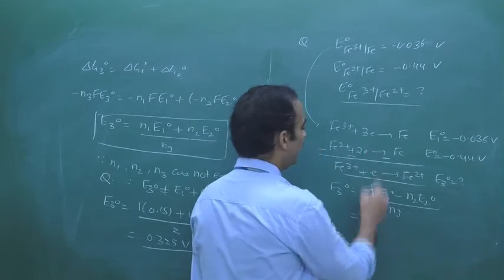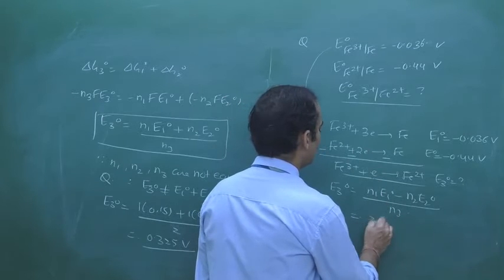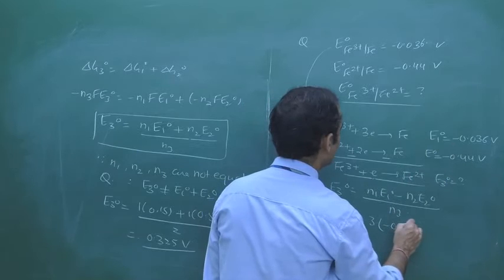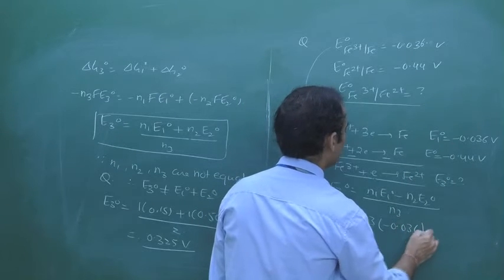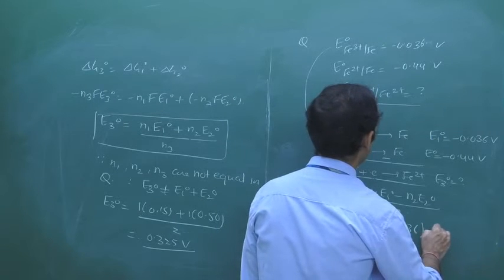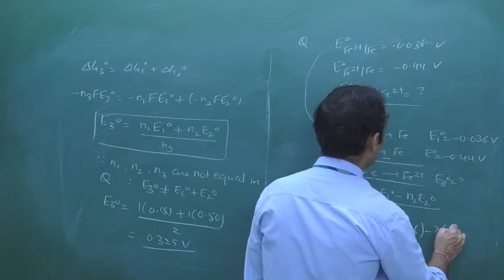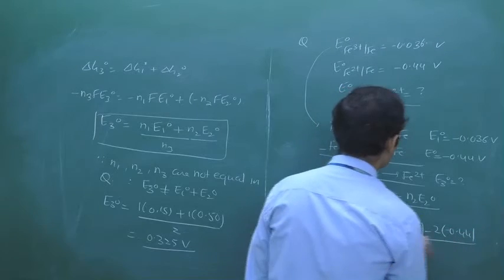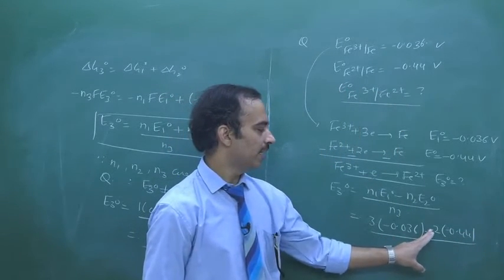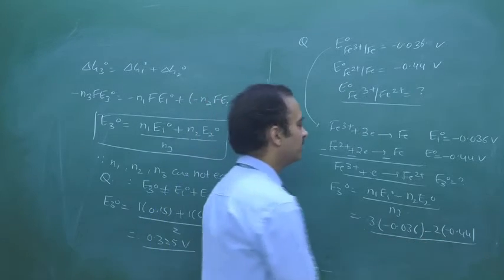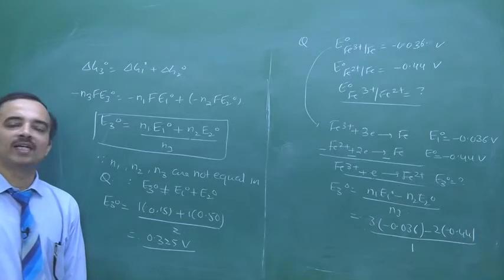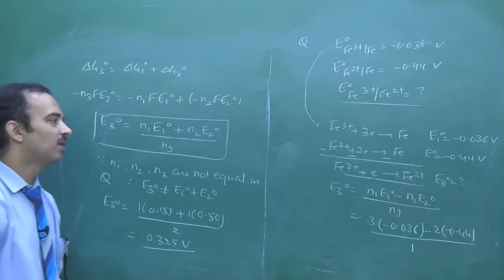What is N1 here? N1 is 3. What is E1 naught? It is minus 0.036. Now, what is N2? N2 is 2. E2 naught is minus 0.44. So N1 E1 naught minus N2 E2 naught upon N3. N3 is 1. We can solve it to get the answer. Is it clear, beta?